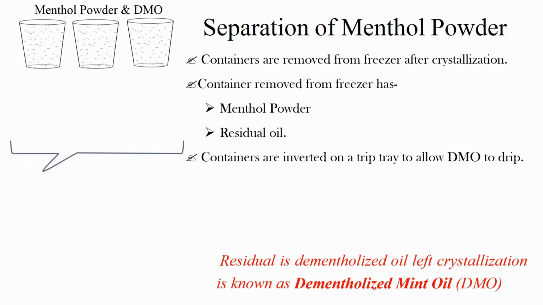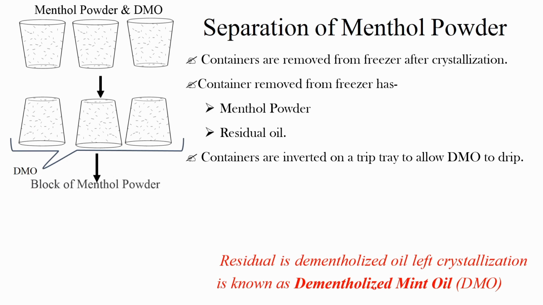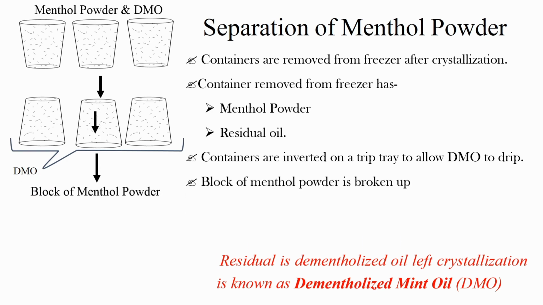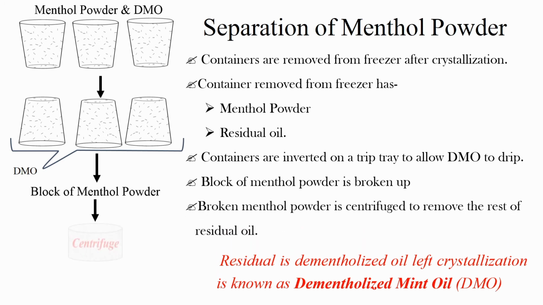Containers are inverted on a drip tray to allow DMO to drip out. The block of menthol powder is broken up. The broken menthol powder is centrifuged to remove the rest of the residual oil.